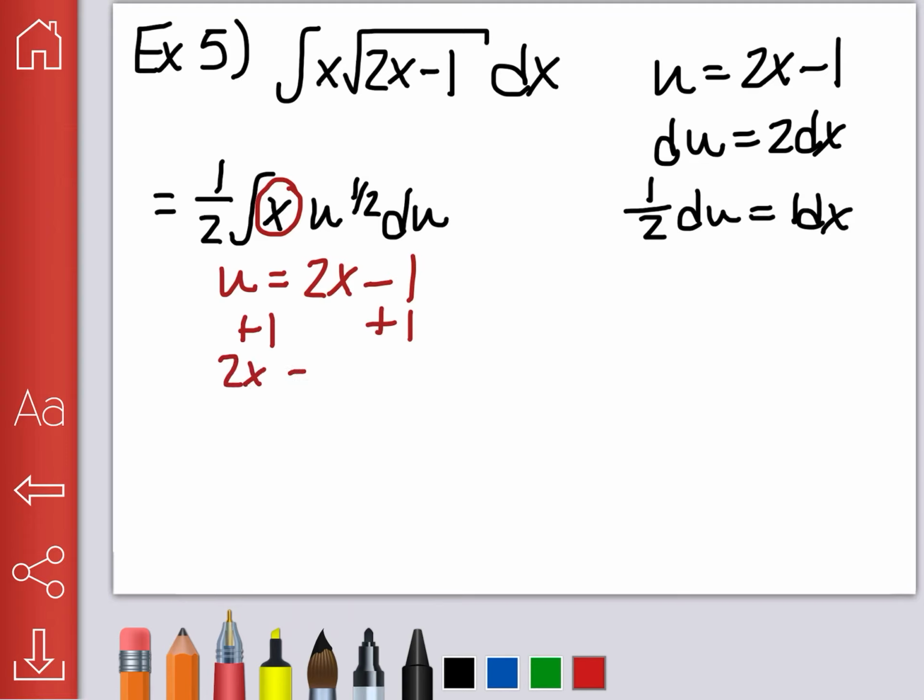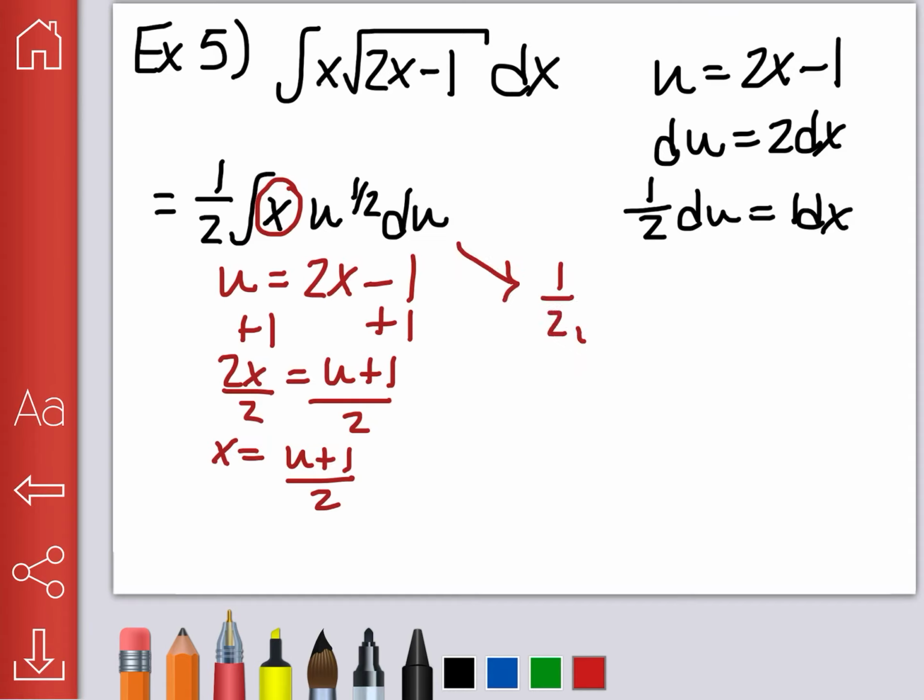We're going to add 1 to both sides. So we have 2x equals u plus 1. Divide by 2, divide by 2. So we have x equals u plus 1 divided by 2. So I have 1/2 times the integral of u plus 1 divided by 2 times u to the 1/2 du. So now I'm all ready to integrate because I'm all in terms of one variable.